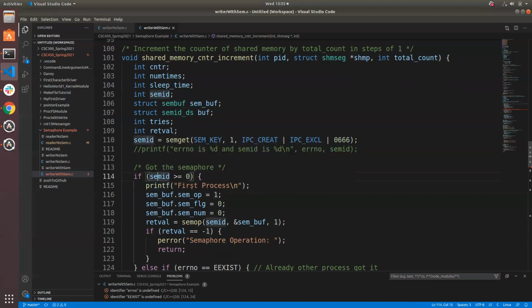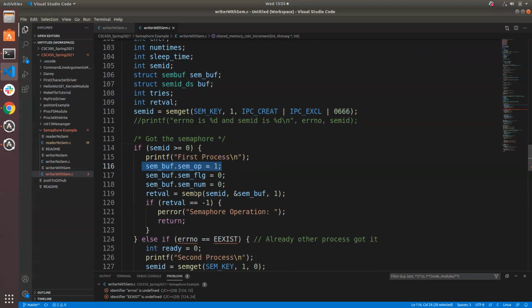So if SemID is greater than or equal to 0, we must be the first process. What are we going to do? We're going to set it to a 1. We grab it. This is an atomic operation. Actually, this is the atomic operation. That function there is the guy that acts as if it's atomic. This is our setup for that atomic operation.